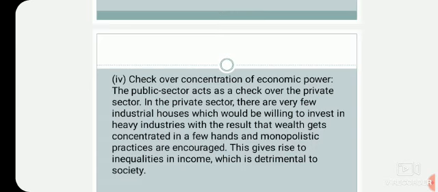Usually the private sector is going to dominate. For that, when the government or the public sectors came into existence, we can properly allocate the resources.